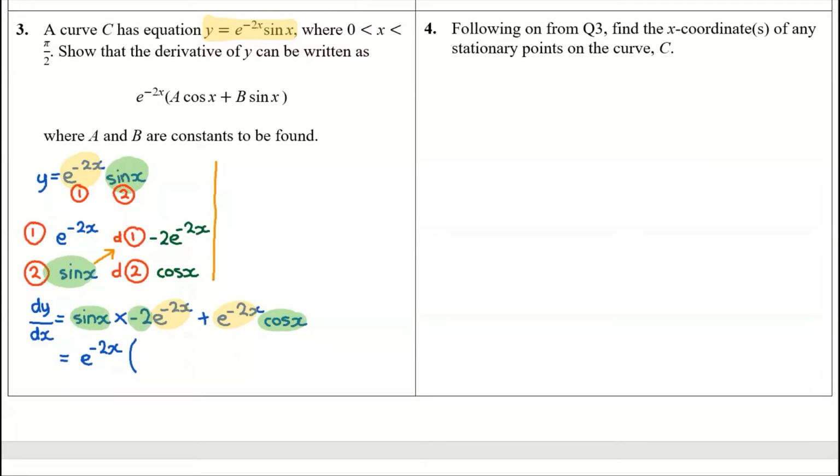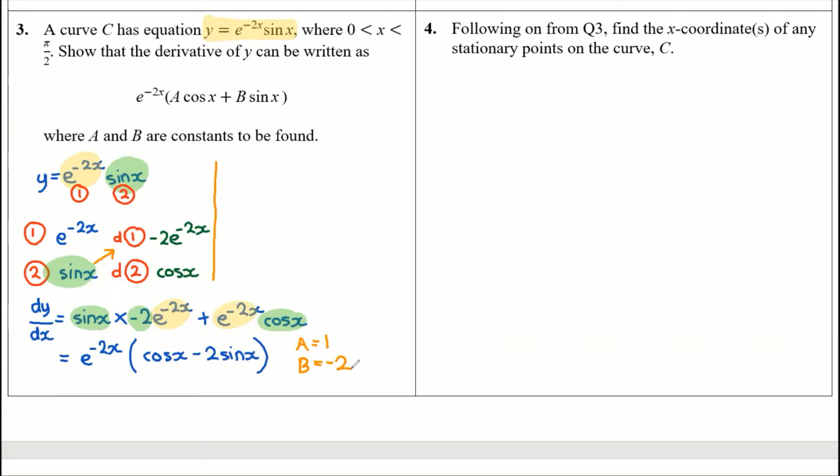So it wants us to put the cosine part first. So that's going to be just cos x, and then subtract 2 sine x. There we go. So just to clarify, a is going to equal 1 and b is going to equal negative 2. All right, so another product rule question there.